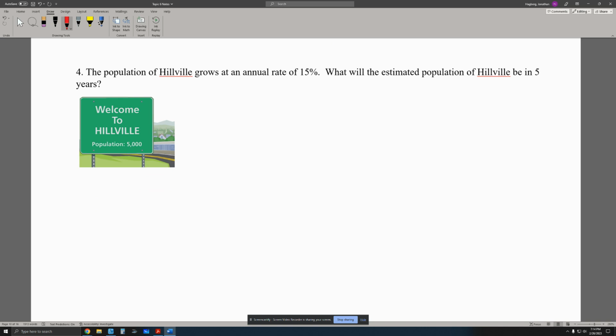Here we have: the population of Hillville grows at an annual rate of 15%. What will the estimated population of Hillville be in 5 years? Okay, so let's go ahead and model this using our compound interest formula. A is equal to the initial value, and we know that that initial value is 5,000, times 1 plus, because we are growing, 15%, so 0.15. The estimated population in 5 years, that's going to be our t, is t equals 5.